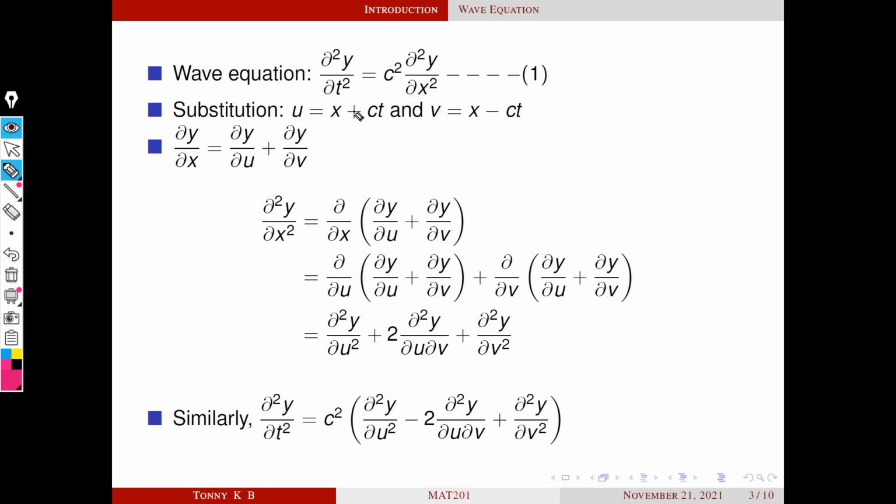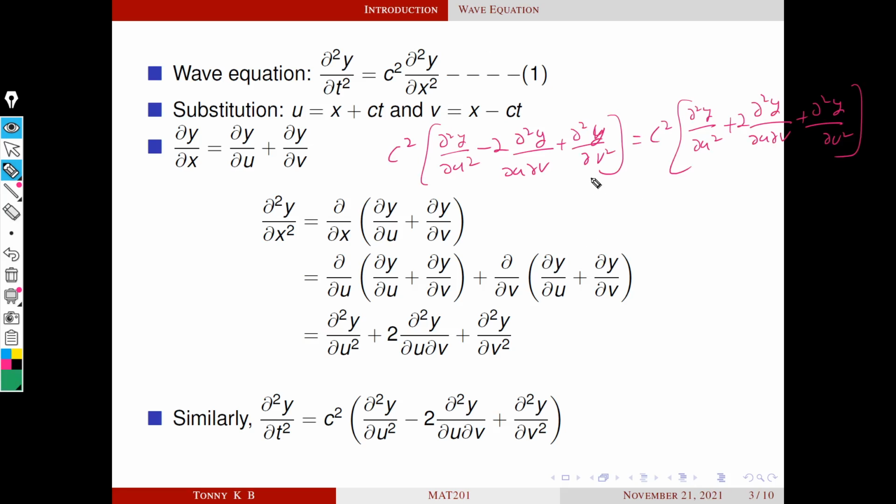Then what happened? Equation 1 becomes like this. This is our LHS and the RHS is c² times ∂²y/∂x², that is this quantity. Okay, so you can cancel this c², and also you can cancel these similar terms. So ultimately this becomes −2 times ∂²y/∂u∂v is equal to 2 times ∂²y/∂u∂v.